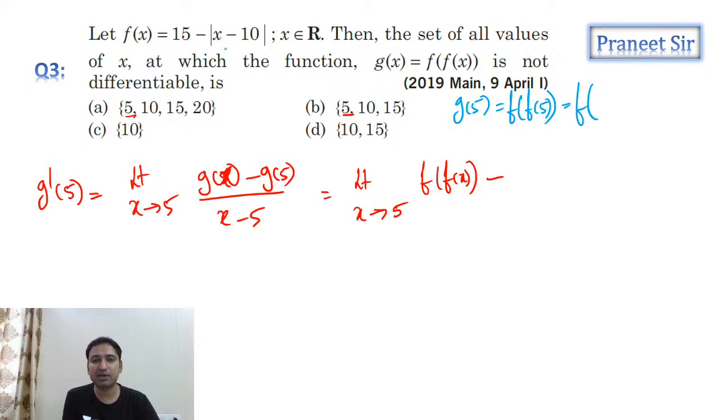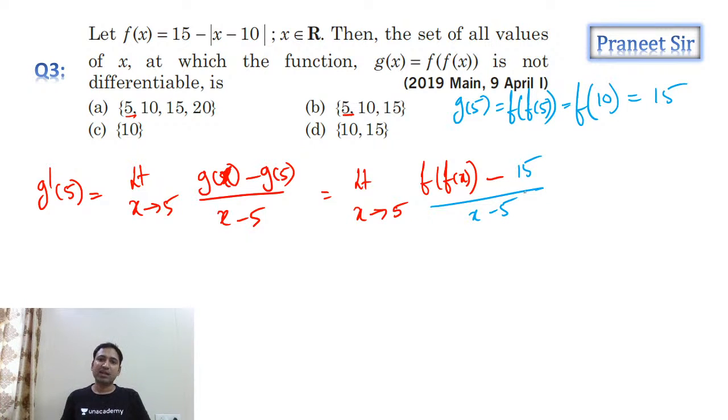F of 5, if we calculate, how much are we getting? 15 minus |5 minus 10|. If you substitute 5 here, 15 minus 5 we are getting, which is 10. But what is f of 10? Substitute 10 in place of x, 15 we are getting. So this is what we are getting, 15 by x minus 5. Now we need to calculate left hand limit as well as right hand limit. To check whether it is valid or invalid, I am calculating left hand derivative, guys.